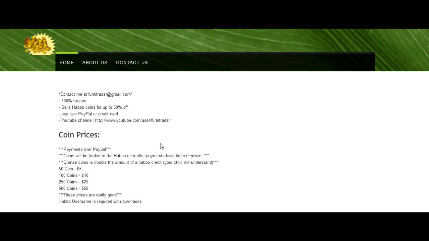And then you could buy anything. You could buy in the middle, 150. You could do 300. Those are just examples of how much the prices are. These prices are pretty good, judging from the other websites. Like I said a million times.